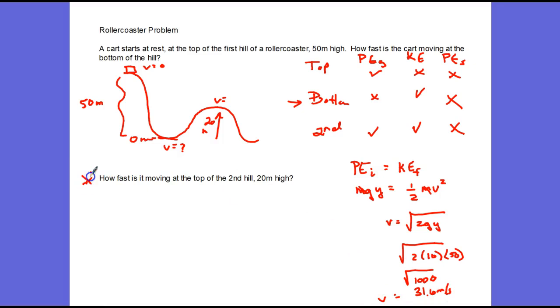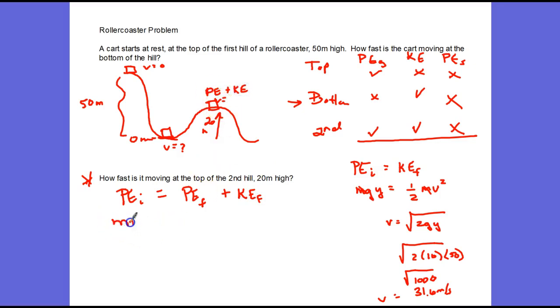Okay, so how fast is it moving? The cart goes here, and then the cart goes up to the top of the second hill, and how fast is it moving there? Well, if we look at our energy types, we have both potential and kinetic at the top of the second hill. So the potential energy at the top now has to equal the potential energy at the top of the second hill, I'm just going to call it final, plus the kinetic energy final. It has potential and kinetic energy at this hill.